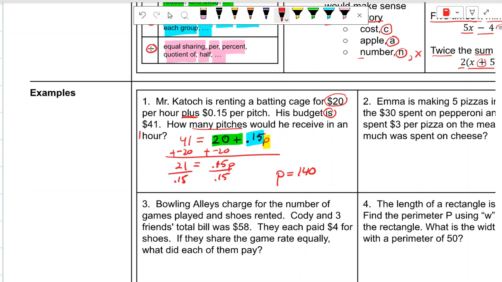And that means you're getting more than 2 pitches per minute. So he'll probably be pretty tired out. Moving on to number 2.